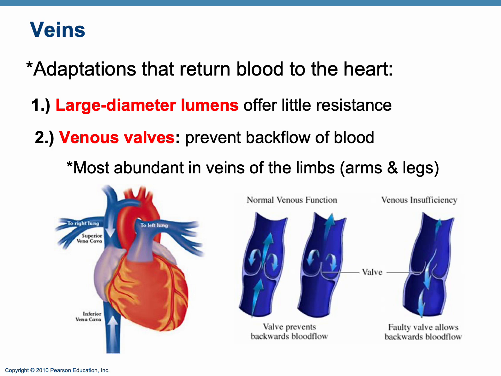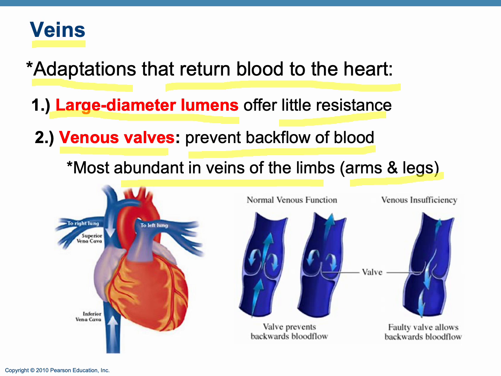Okay, so a couple things to review again when we look at veins. Here are some unique adaptations that they have, which assist to return the blood to the heart. One that I've mentioned before, veins have large diameter lumens, which offer very little resistance. Of course, veins are under low blood pressure. And then you have a lot of veins that have valves, and this helps to prevent backflow of blood. For the most part, they're found in your extremities, very abundant in the veins of the limbs, so your arms and legs.